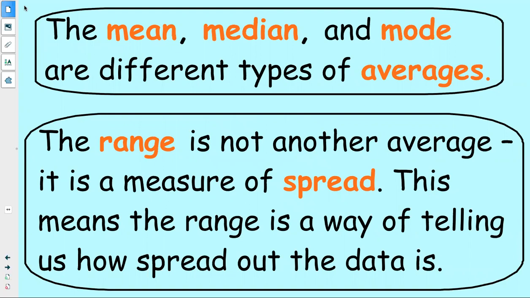Just as it says on the screen, the mean, median and mode are different types of averages, and the range is not an average, it is a measure of spread. This means the range is a way of telling us how spread out the data is.